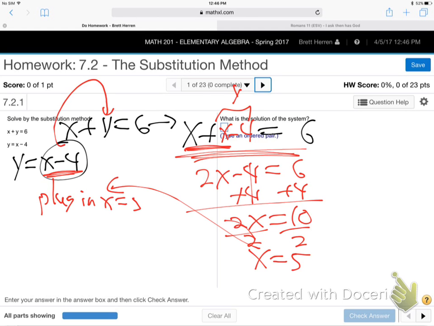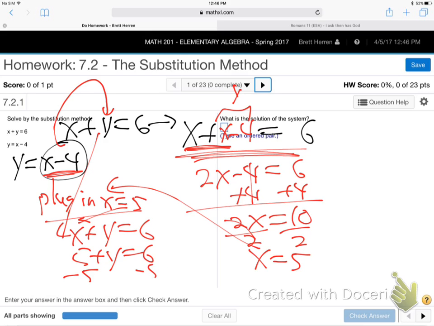Just plug in x is 5. Where? Anywhere you want. Grab the first equation. X plus y is 6. Plug in the 5. 5 plus y is 6. Subtract 5. Y is 1. 5, 1. Is that what we got? 5, 1. So that's the other method.